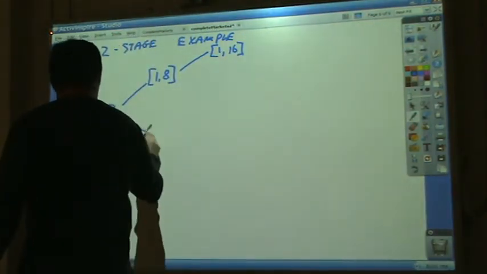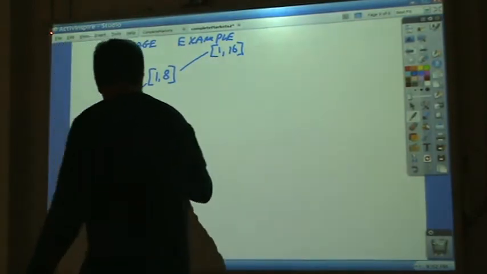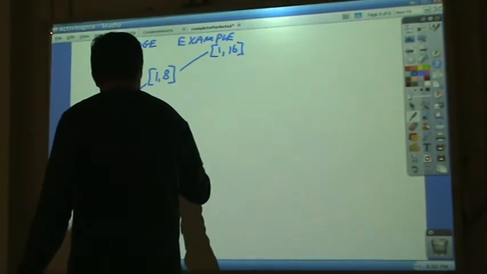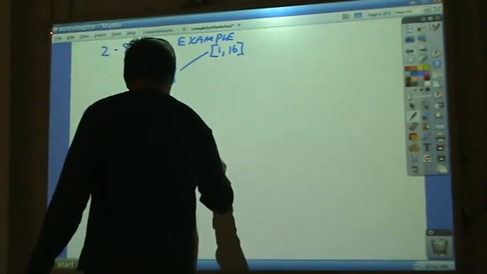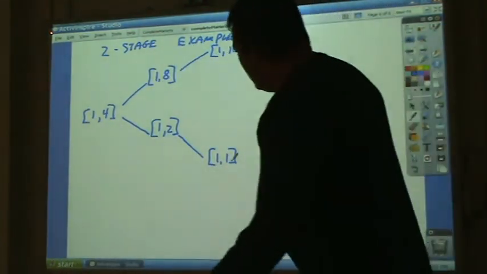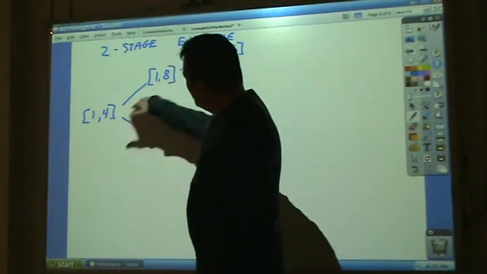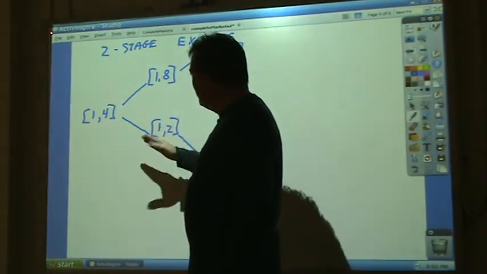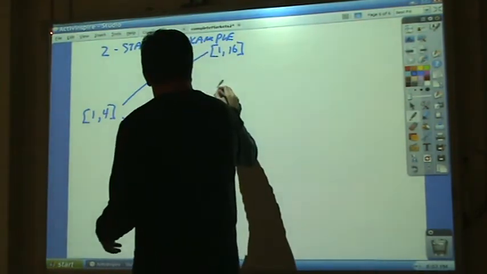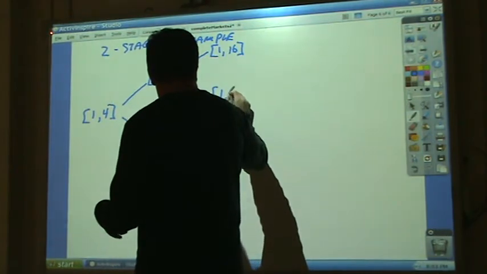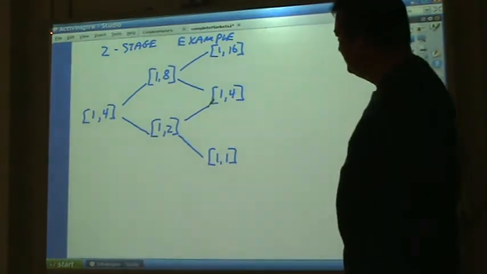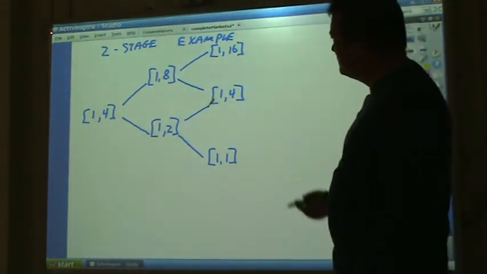If the market goes down 1 year later, it'll either be $1 or $2, and if the market goes down again, it'll be $1 and $1. And the market could, after the first year, go up and then the next year go down, or the market could go down the first year and the next year go up. So there'll be a middle state where it goes back to 1 and 4.